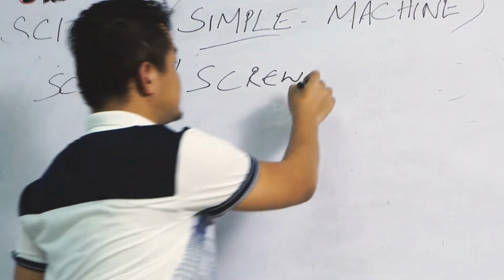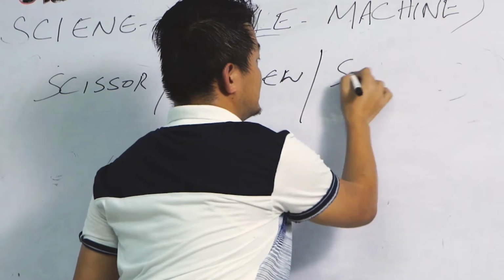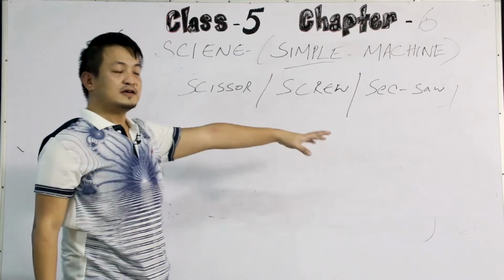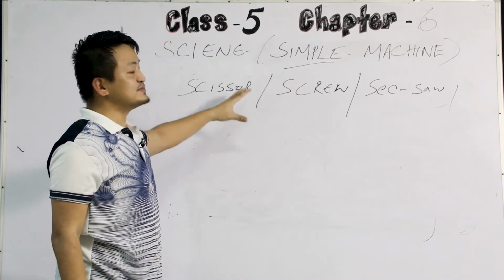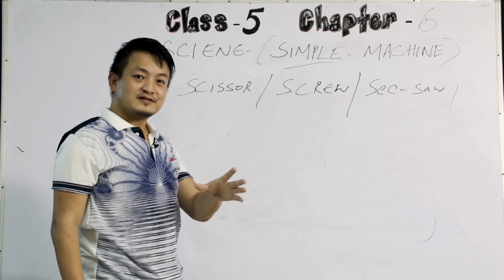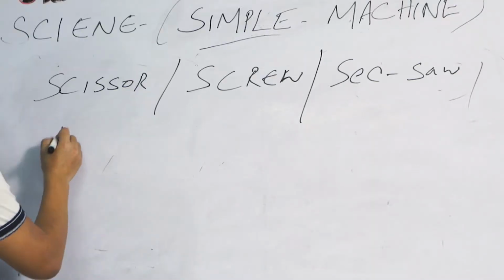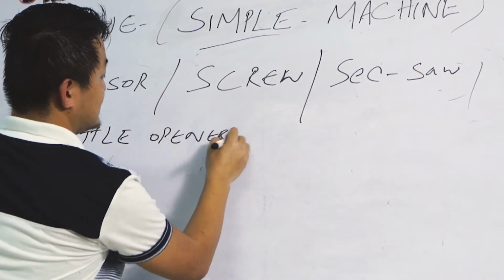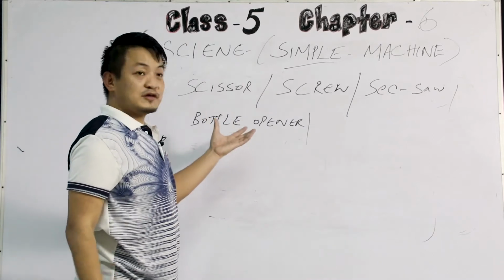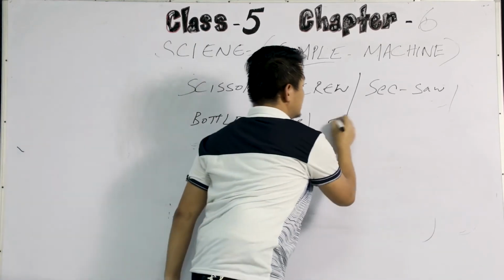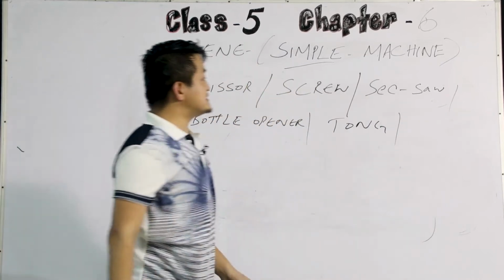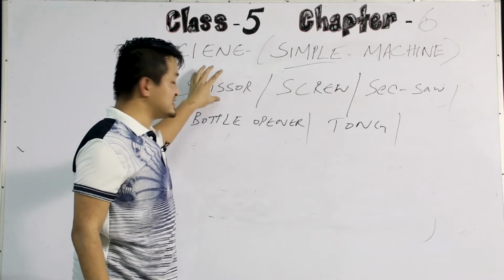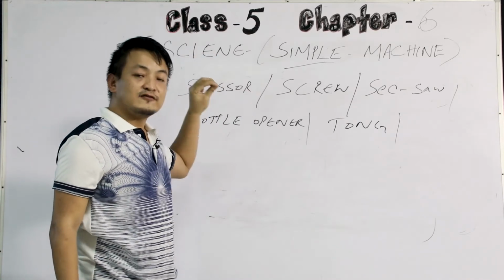Screw. Even a seesaw is like a simple machine. We have many simple machines. A bottle opener, right? Bottle opener, that's also a simple machine. And we have a tongue. So all these are simple machines. With the help of all these machines, our work becomes easier and faster.